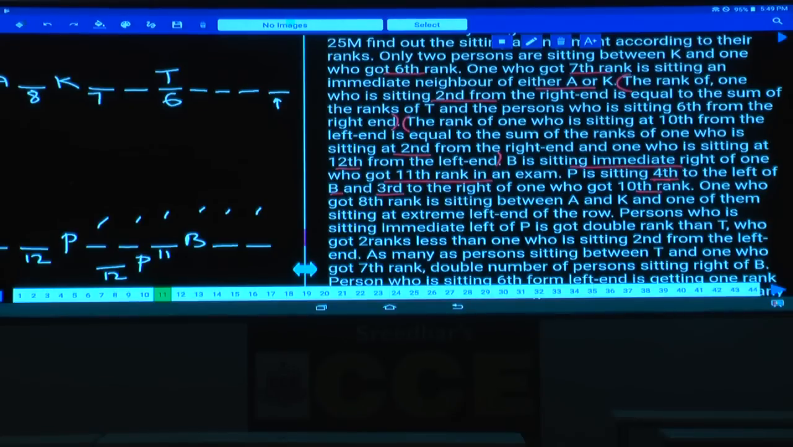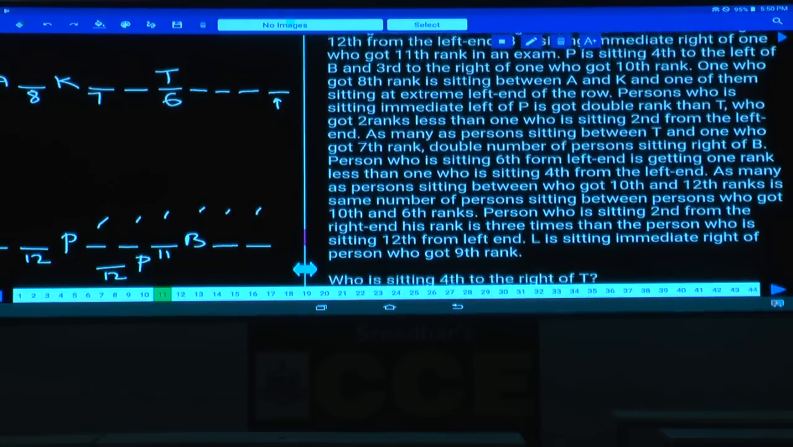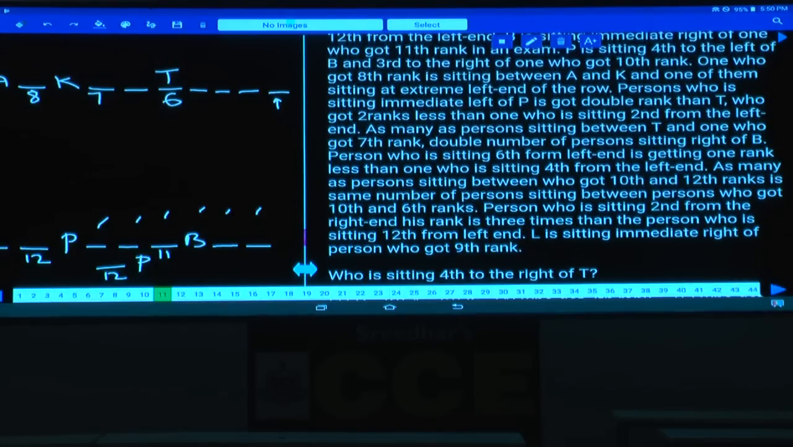The rank of the one seated 10th from the left hand is equal to the sum of the ranks of the one second from the right hand and the one 12th from the left hand. B is seated to the immediate right of the 11th ranker in an exam. P is seated 4th to the left of B and 3rd to the right of the 10th ranker. One who got 8th rank, we have taken this information. The person who is sitting to the immediate left of P got double the rank of T. T got 2 ranks lesser than this one. Then again, as many persons between T and the one who got 7th rank are double than this one. Person who is seated second from the left, we have taken this information.